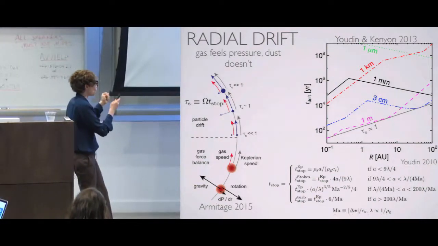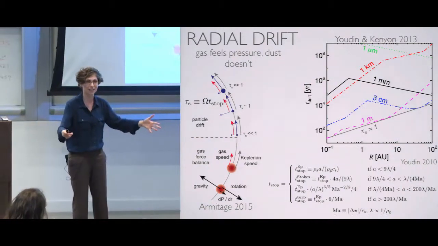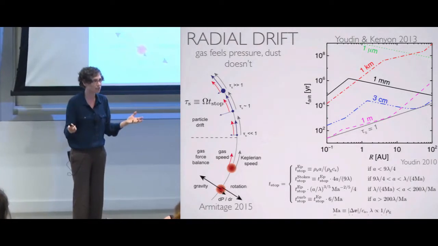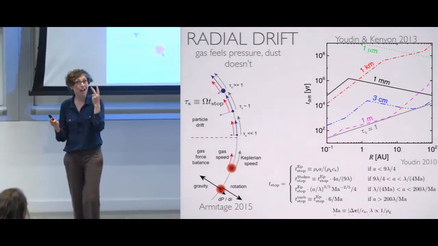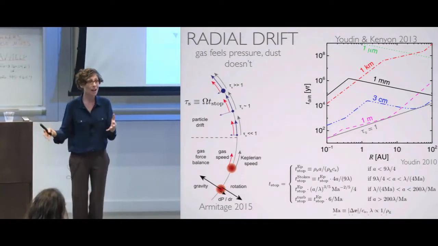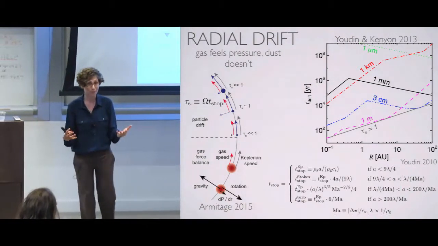All right, radial drift. So let's consider our standard protoplanetary disk. We often think of this as just being one blob of stuff, but it's better to think about it as actually two fluids or two different sets of things. There's the gas, and then there's the dust. Now, gas feels pressure, okay?